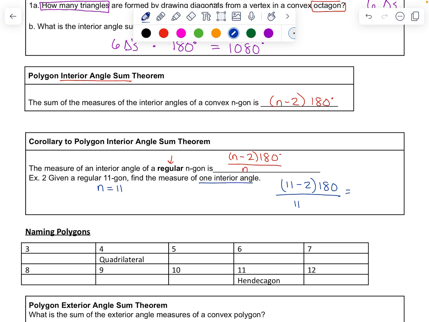When you enter this in a calculator, just to give you a heads up, you want to do what's on top first. So 11 minus 2 is 9, times 180 is 1620, and then you want to divide by the 11. So I know the total, now I'm going to divide, there's 11 angles to divide that up into, which comes out to about 147.3 degrees. And it's okay to get decimals. We're dividing by weird numbers, you're going to get weird answers. But just round to the nearest tenth on those.